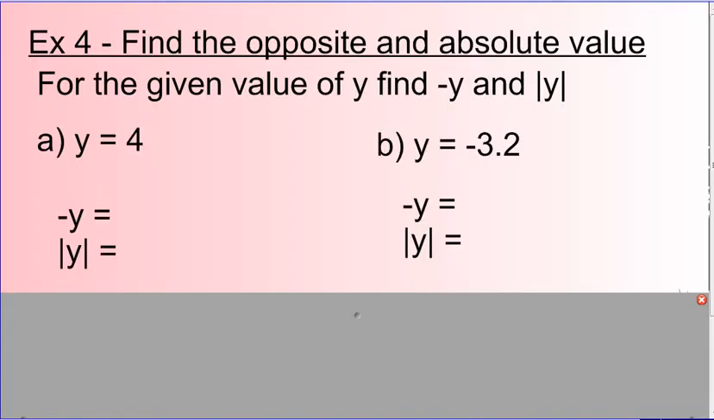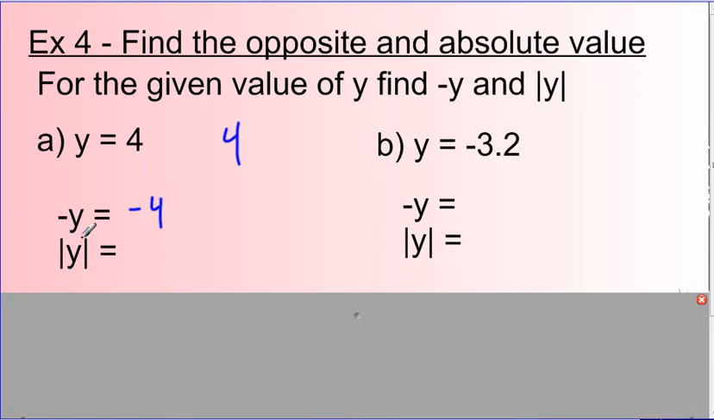Now, example 5 here, or I'm sorry, example 4. We're just going to do a couple quick practice problems of finding the opposite of a number and the absolute value. So for example, here in letter A it says y equals 4. So we have this number 4. Here we have a negative y, which means we want to find the opposite of y. So what is the opposite of 4? Well, it's the same number, you just switch the sign. So now it's a negative 4. So in the opposite, you switch the sign.